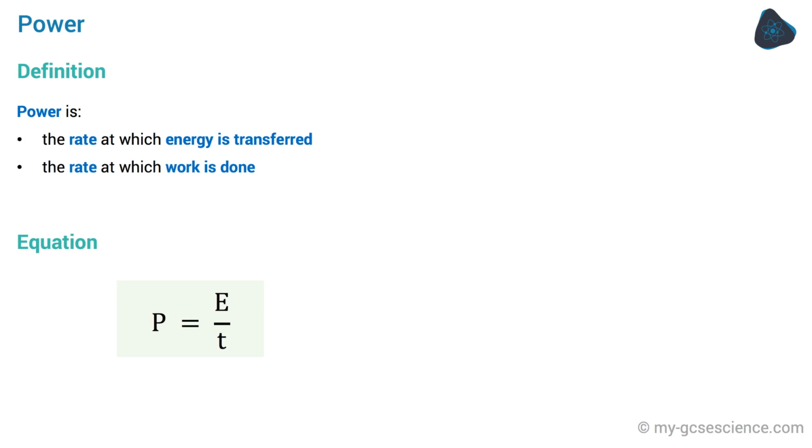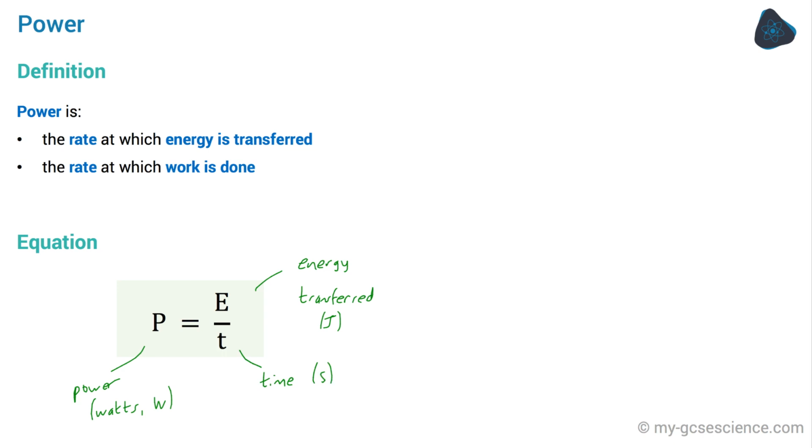Power is the rate at which energy is transferred, or, as the transfer of energy and the doing of work are the same thing, the rate at which work is done. The equation for power looks like this: P equals E over T, where P is the power in watts, W, E is the energy transferred in joules, and T is the time taken in seconds.